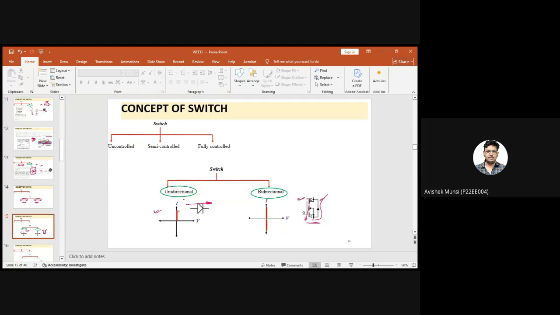Again, we can categorize switches on the basis of the voltage. But if you have any doubt up to it, you can ask me, and then we can proceed. If you have any doubt, you can ask. You can write over here up to this part. It's very basic. So if you have any doubt, you can ask.